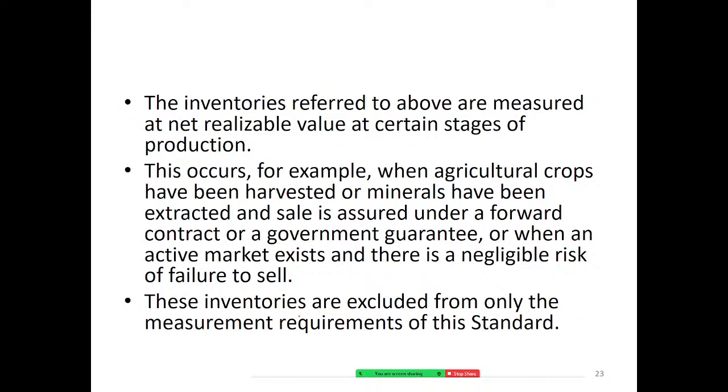Or government, sometimes the government gives a guaranteed price even though the market price falls down. There is a guarantee that they can sell their inventories to the government at a particular price, so there's a negligible risk of failure to sell. So there is a low probability of being unable to sell their inventories at a particular price. So these inventories are excluded from only the measurement requirement of the standard.